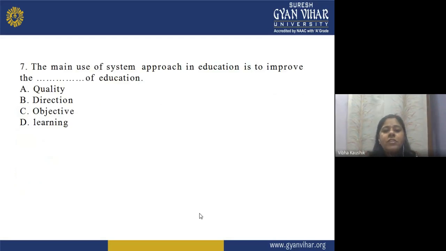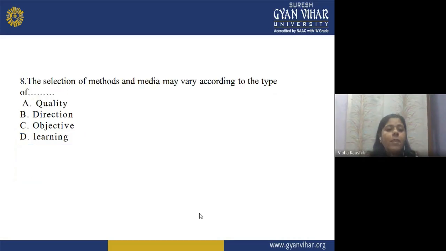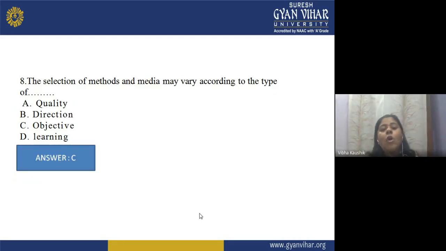The main use of system approach in education is to improve the dash of education. Options: A, quality; B, direction; C, objective; D, learning. What is the correct option? The system approach in education is to improve the quality of education. Eighth one: the selection of methods and media may vary according to the type of quality, direction, objectives, and learning. The correct answer is objective.